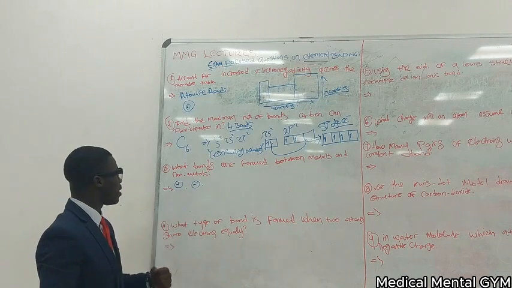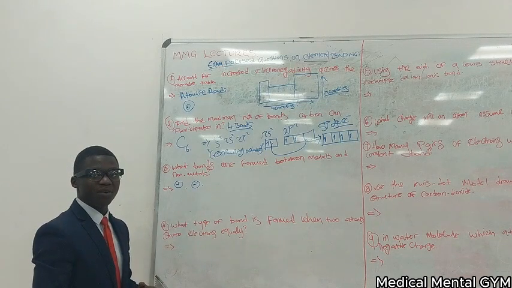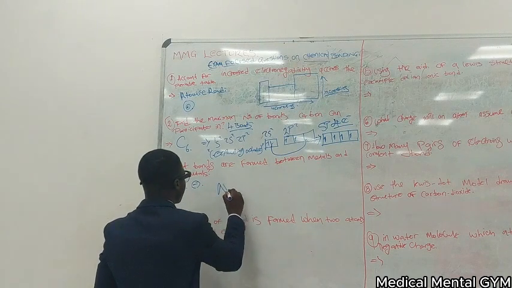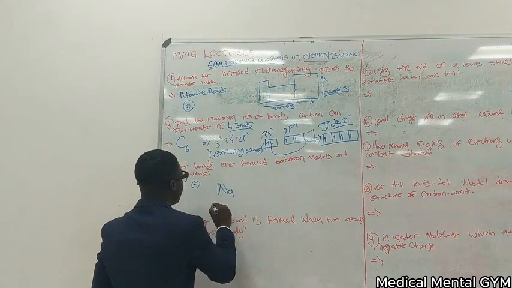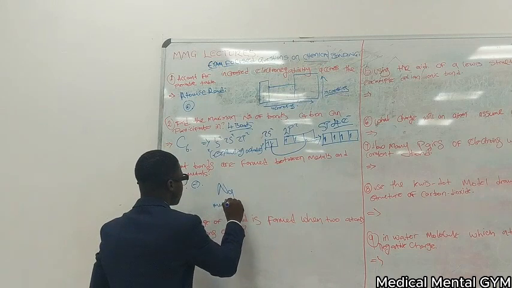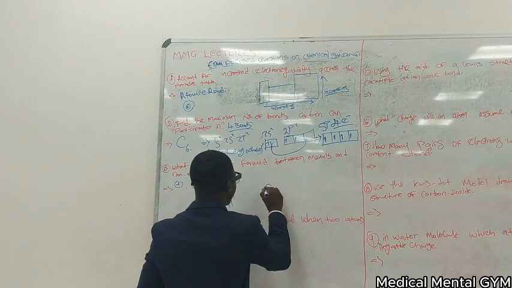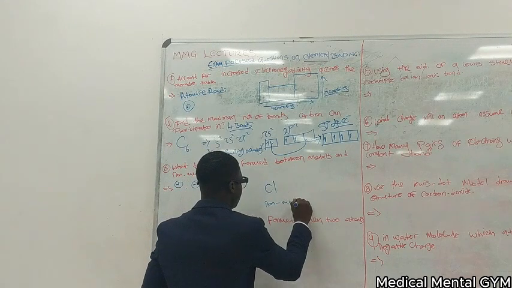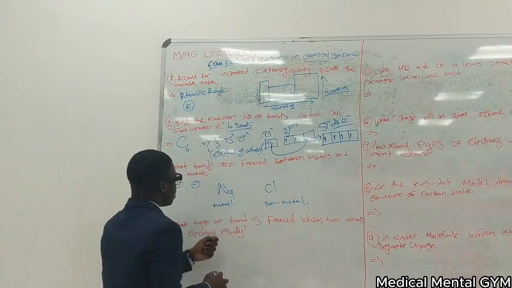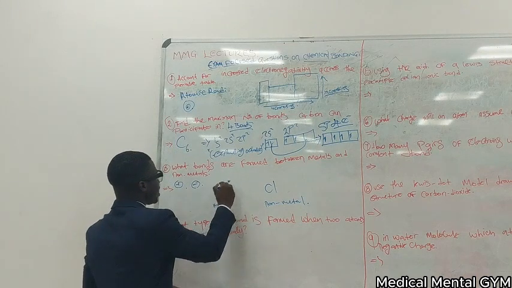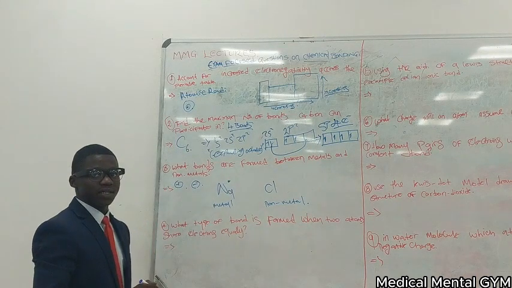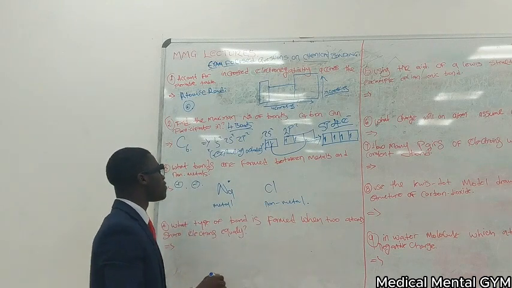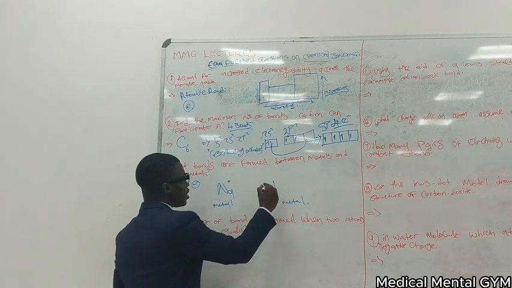Let me give a practical example of the molecule we're calling sodium chloride. Sodium is a metal, and chlorine is a nonmetal. Sodium has a single electron in its outer shell, and chlorine has a total of 7 electrons in its outer shell.